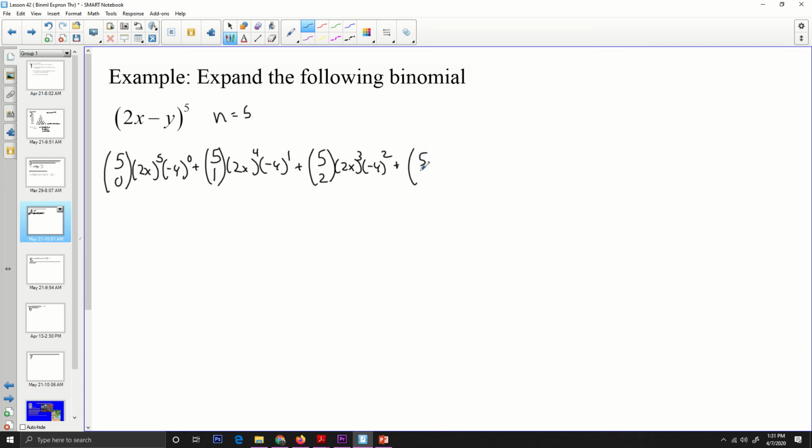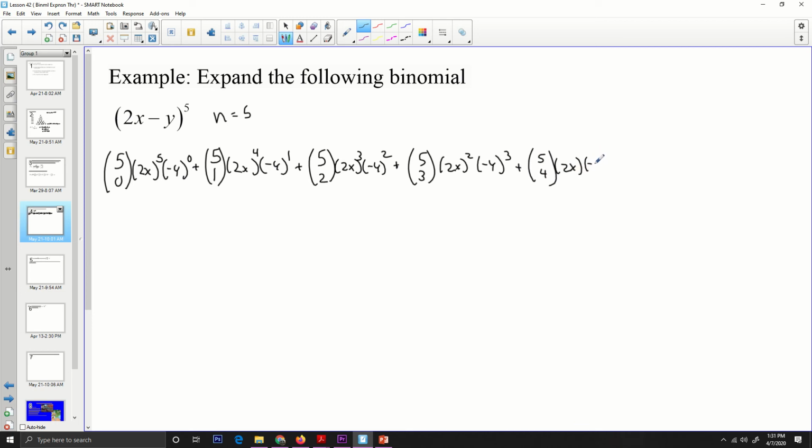And then it'll be 5 choose 3, 2x to the fourth. Oops, it's got to be reduced by 1. That was a mistake on my part, so let's start over. 5 choose 3, and then it'll be 2x to the second, negative y to the third, plus 5 choose 4, 2x to the first, negative y to the fourth, and then finally 5 choose 5, and you know you're done when those two numbers match, and it'll be 2x to the 0, and then negative y to the fifth.